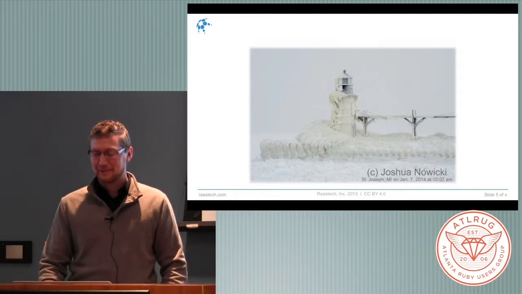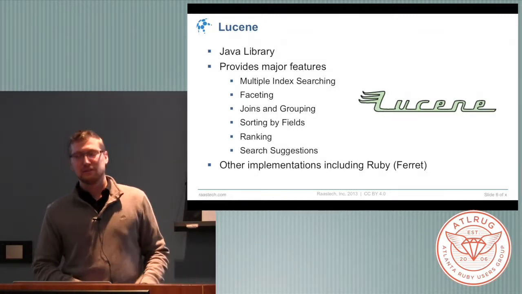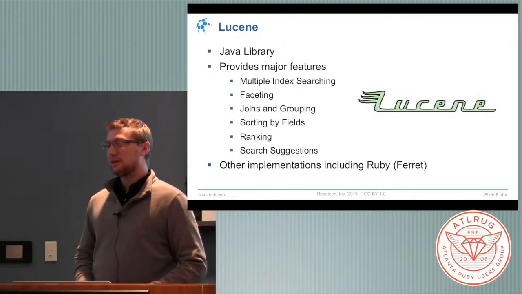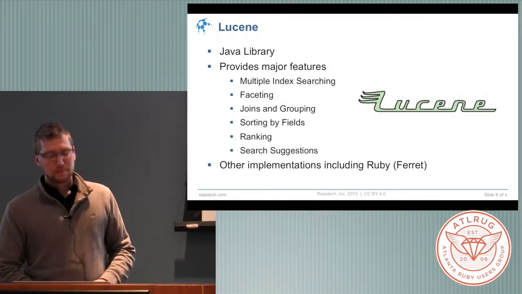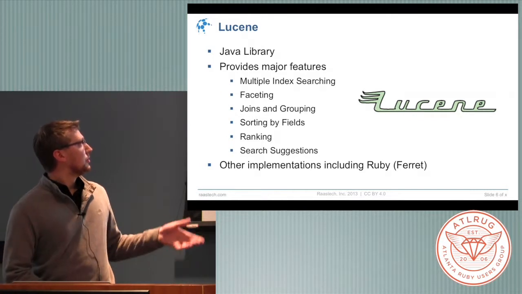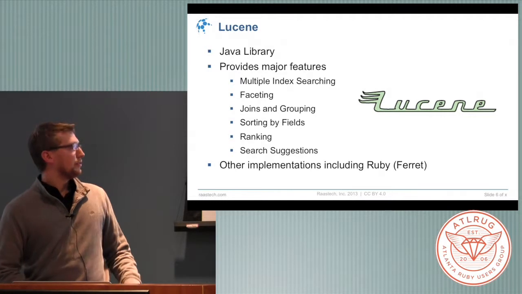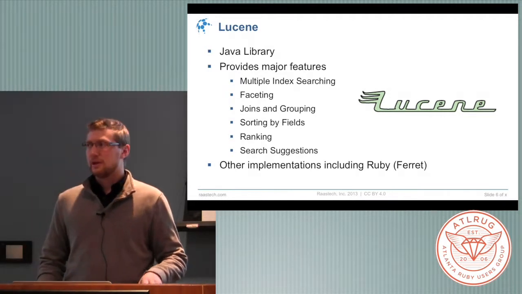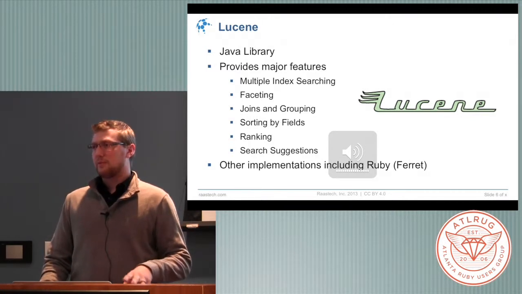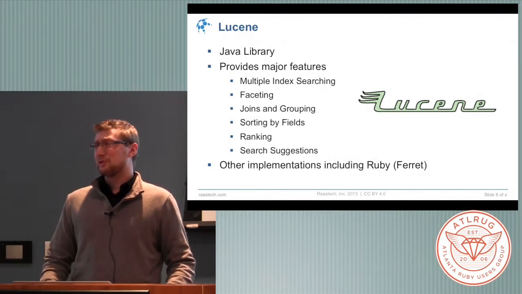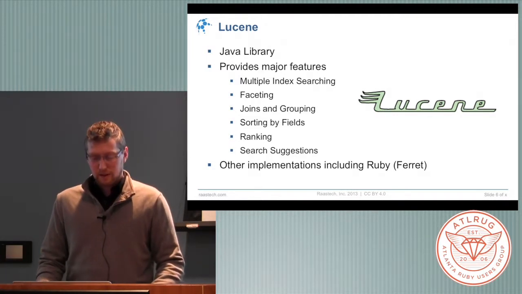But enough about me. Let's talk a little bit about Solr. Solr in and of itself is based on the Lucene library. Lucene is written in Java, as is Solr, and it has a lot of major features. So multiple index searching, faceting, joins, sorting by fields, and even pluggable rankings. There's a couple of different models. I'm sure you could roll your own if you really wanted to, but there's a few options available.